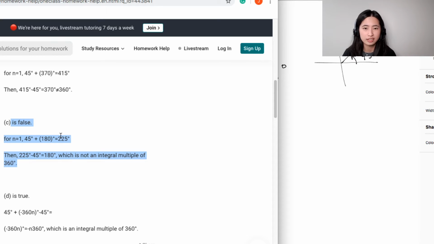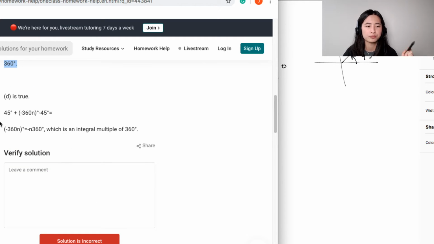Great. So we know that the second theta, or the second angle, is 225. So now we're comparing 225 degrees and 45 degrees. When you subtract the two, you get 180. As you can see, 180 degrees is not a multiple of 360. So that's why C is false, and that's correct. Now let's move on to part D.